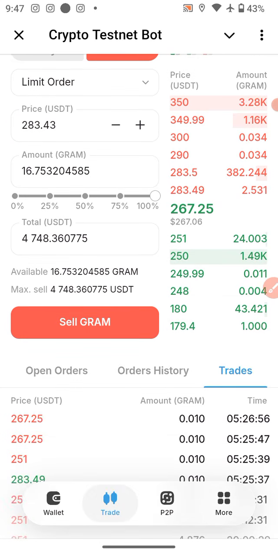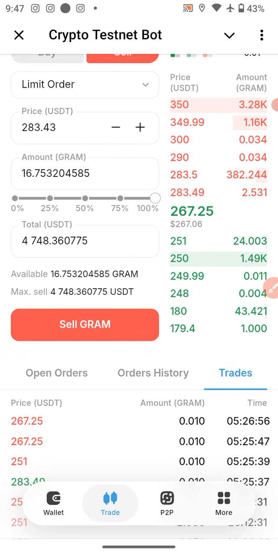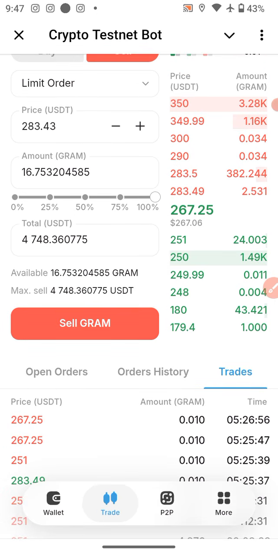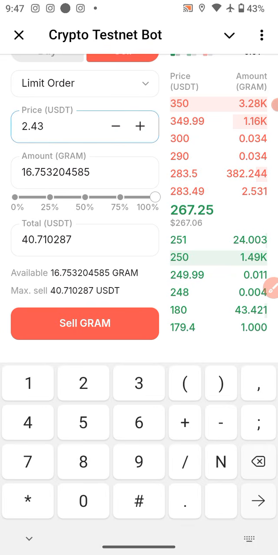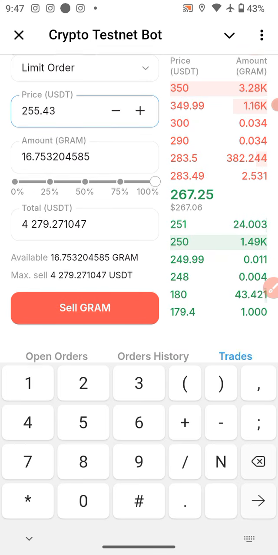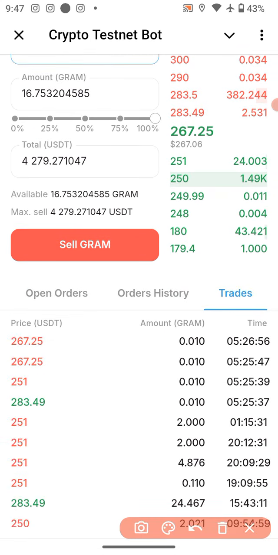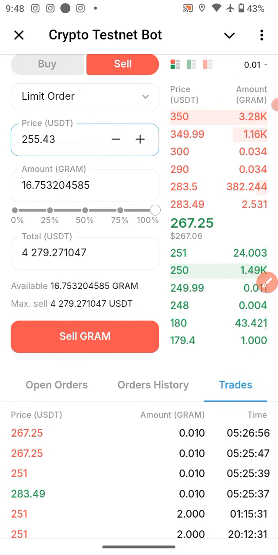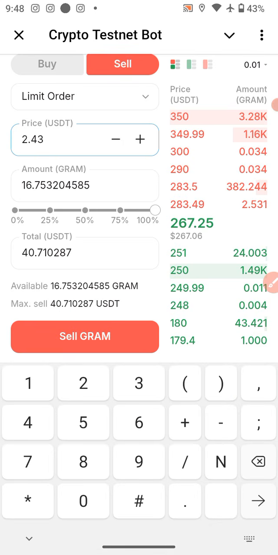So if it reaches $283, if I sold all my gram, it will equal $4,784. But let me show you another mathematics here. If I write 255, you can see if I sell when it's 255, my profit is going to be smaller than if it was $283. You can see my profit is going to be $279, and that is not the price I want to sell at. I want it to rise. I want it to reach $283. Then I'm going to sell everything I have here inside of this Ton wallet.